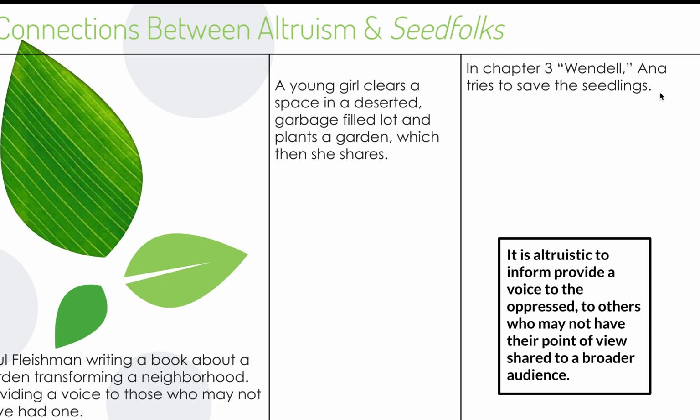And then in chapter 3, called Wendell, a character named Anna tries to save some seedlings that have been growing. There are some problems with the seedlings, and she's really doing her best to try to save them. And so she's trying to help the young girl who started the garden. It is altruistic to inform and provide a voice to those who are oppressed, to others who may not have their point of view shared with a broader audience.